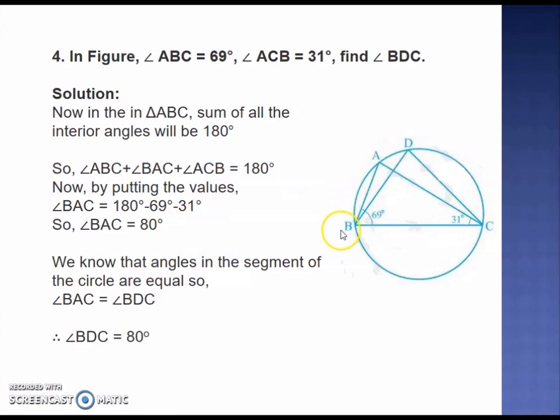Now angle BAC and angle BDC are angles in the same segment of the circle. So therefore they must be equal. So angle BDC is also 80 degrees.